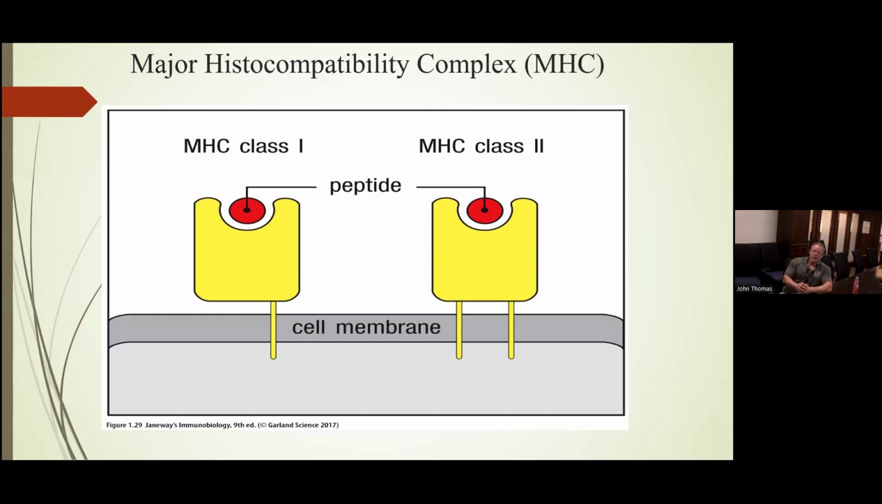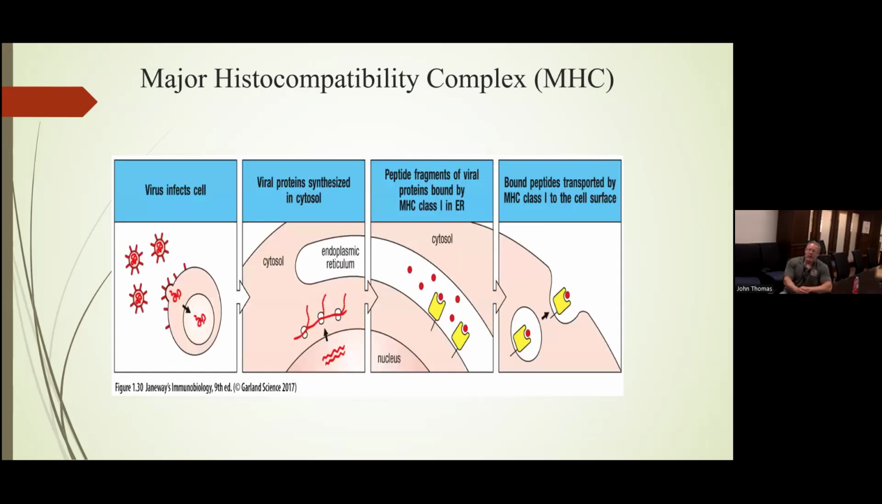So where does this molecule come from? Where do MHC class 1 and class 2 come from? Well, these are molecules that are arrayed inside of the cell. So if we look at the cartoon here, we have a virus that's going to infect the cell.